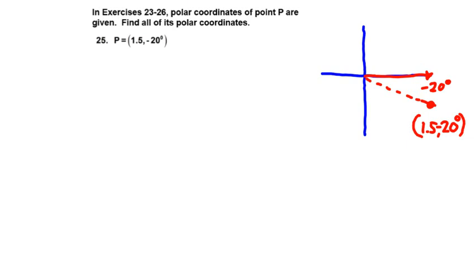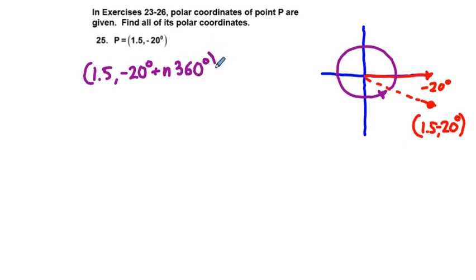So what we're going to have for all of the polar coordinates, it's going to be, again, just like problem 23, 1.5 comma negative 20 degrees, and we're going to have plus, 360 degrees is what's going to take. So if we take 360 degrees, we'll come right around to its original position like this. So we'll say plus n times 360 degrees. And we have, again, as in problem 23, n is any integer value.